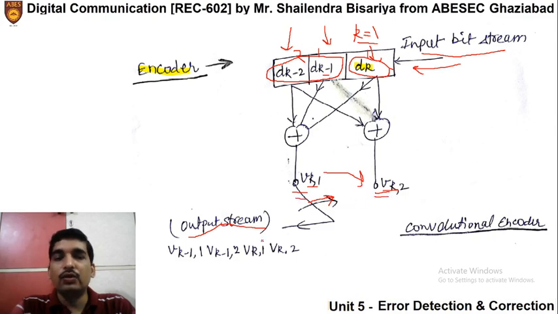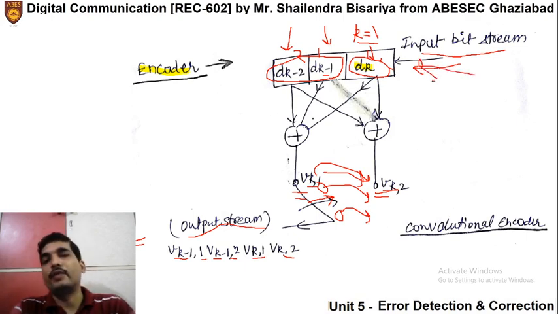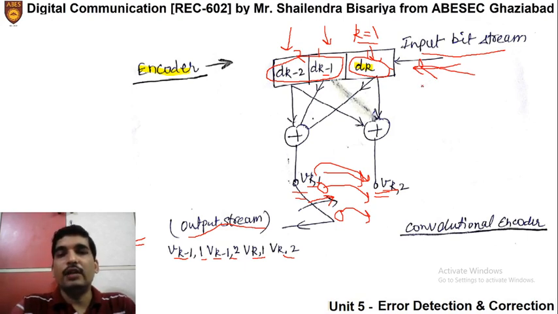So the output sequence in this case can be represented as x equal to vk minus 1 for 1, vk minus 1 for 2, vk for 1, vk for 2. That means first it takes this value, then this, then it takes the value here again, and in this manner it moves continuously as long as the input stream keeps coming. In this manner the output will be generated as vk1, vk2.